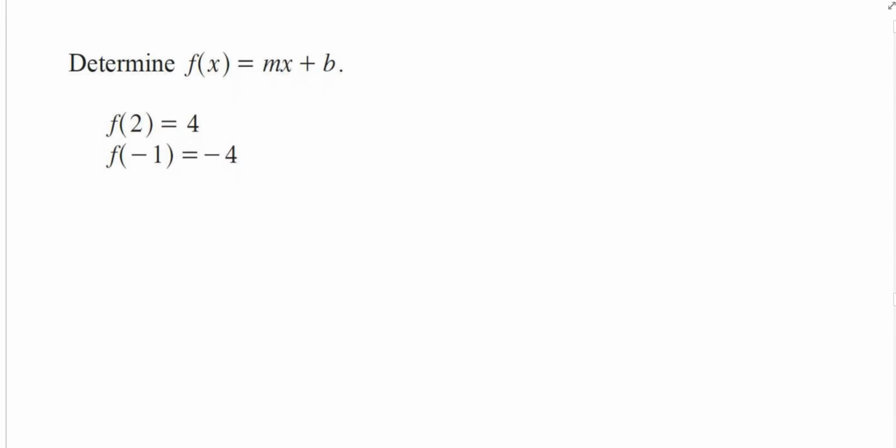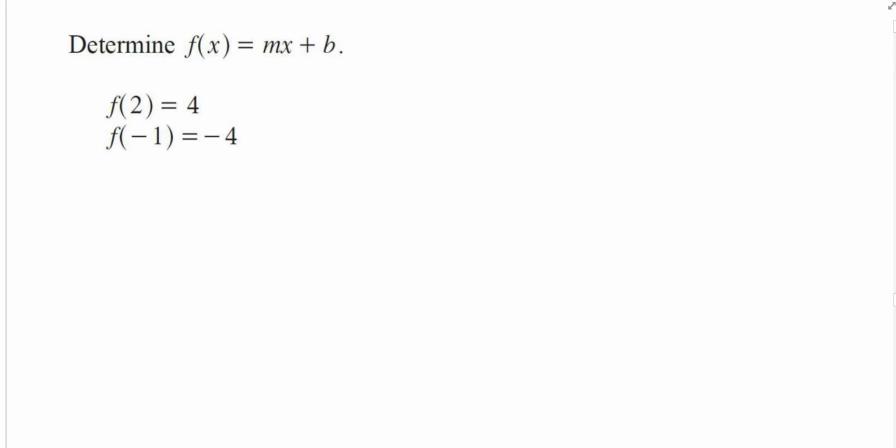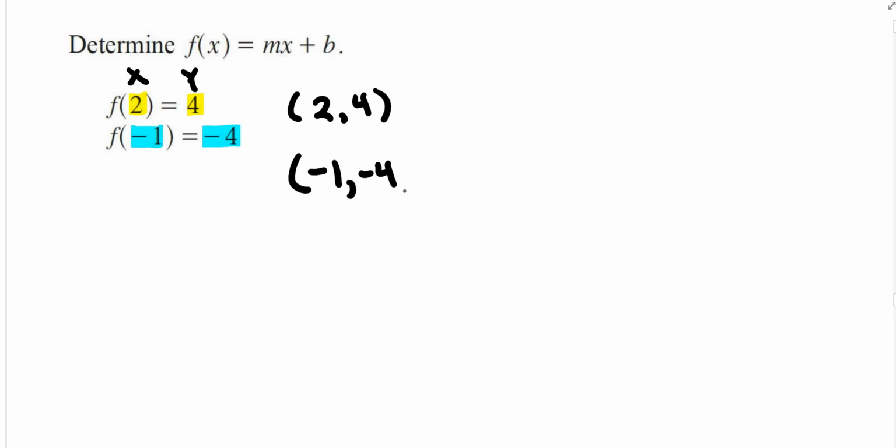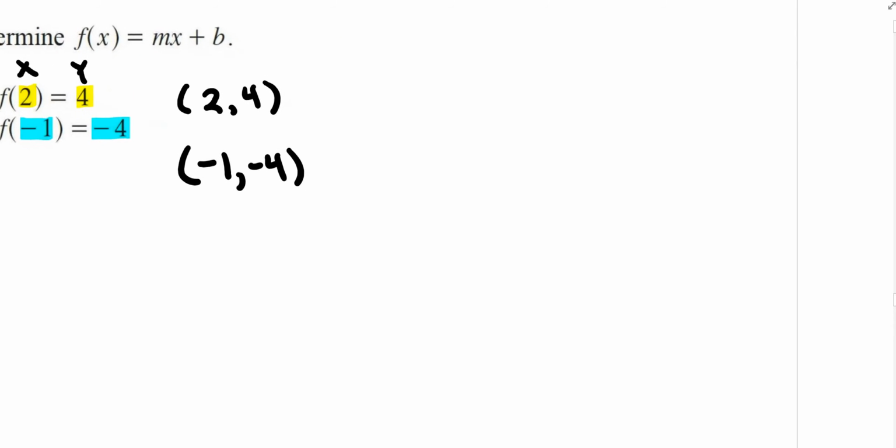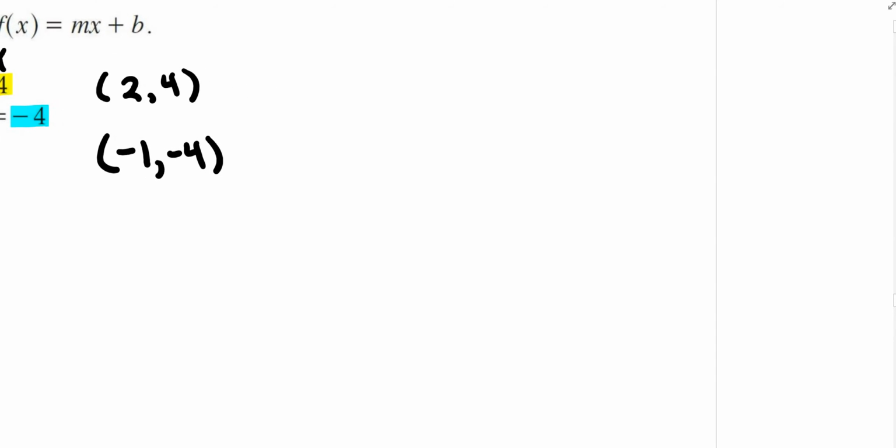This is 13b, and 13b is a little bit harder because we're going to have a harder slope to work with here. So I have f of 2 equals 4. If I translate that into a coordinate, this would be (2, 4). And if I look at f of negative 1 equals negative 4, if I translate that into a coordinate, that's going to be (-1, -4). So that's step number 1. You take your function notation and you translate it into coordinates, and then after that you find the slope.